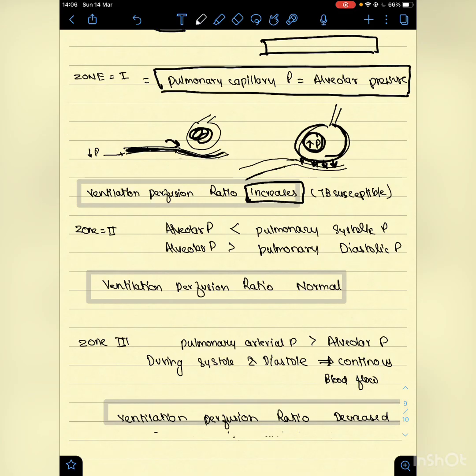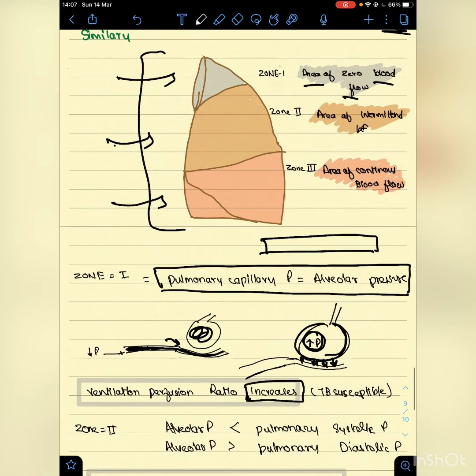During inspiration, PVR decreases as intrathoracic pressure decreases, hence the vessels distend. Let me explain: when a person inspires, the lung expands, and the lung is an elastic tissue. See here, there is a vessel, and around it there is elastic tissue, as I have shown. So when the lung expands, this elastic tissue pulls in this direction, and the vessel has a larger cross-sectional area.